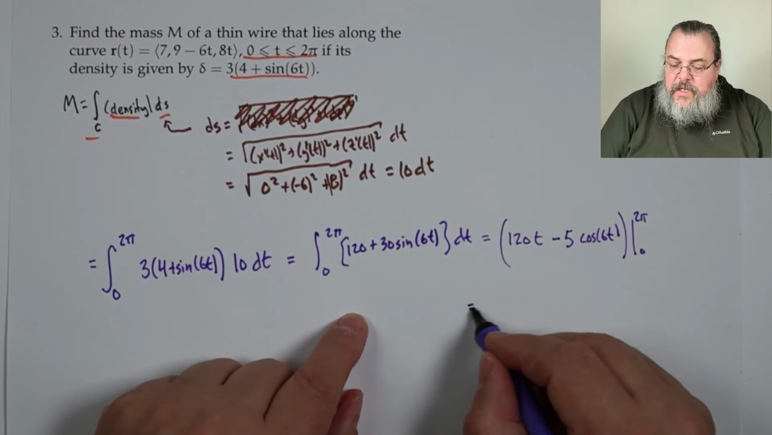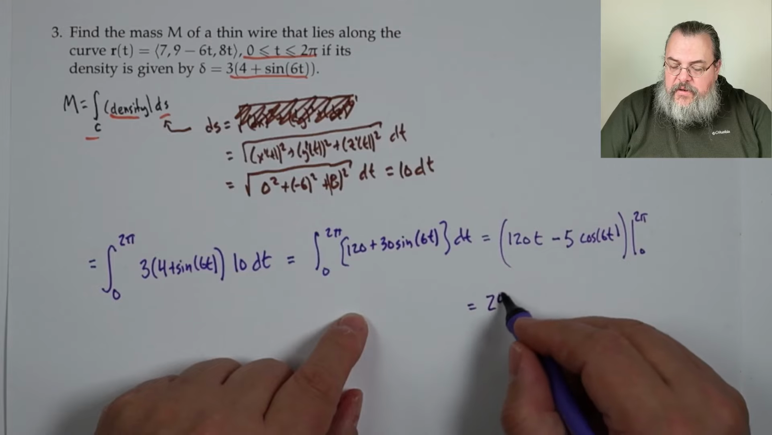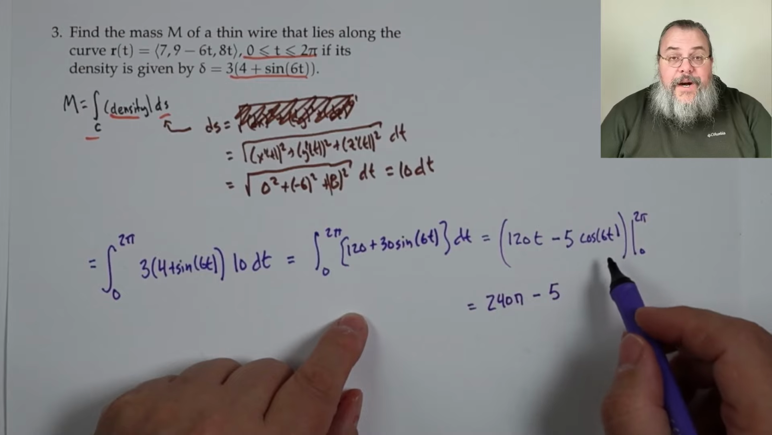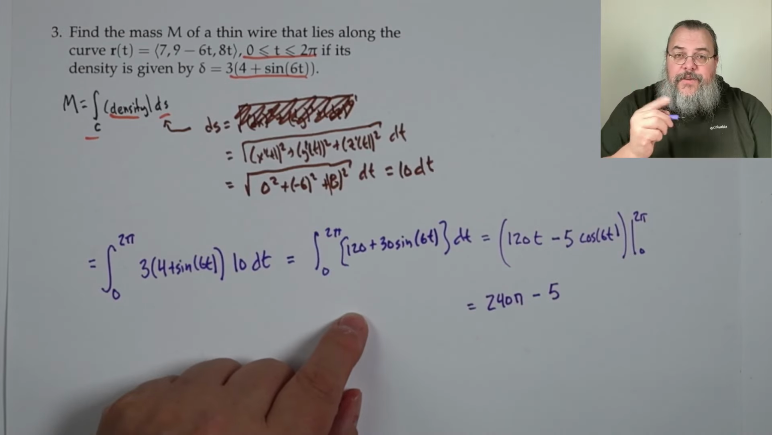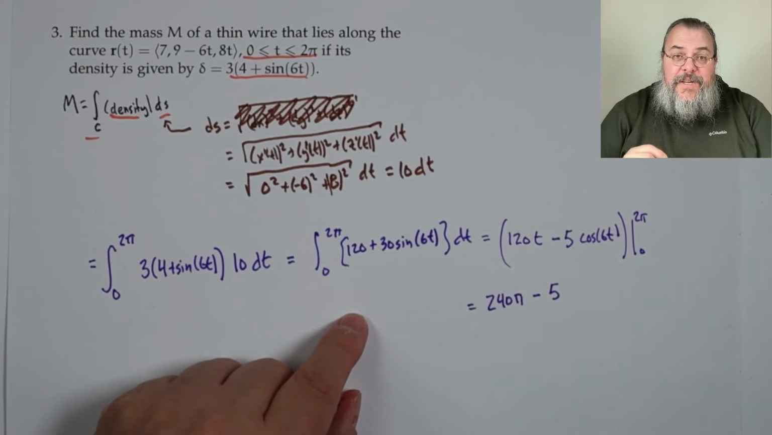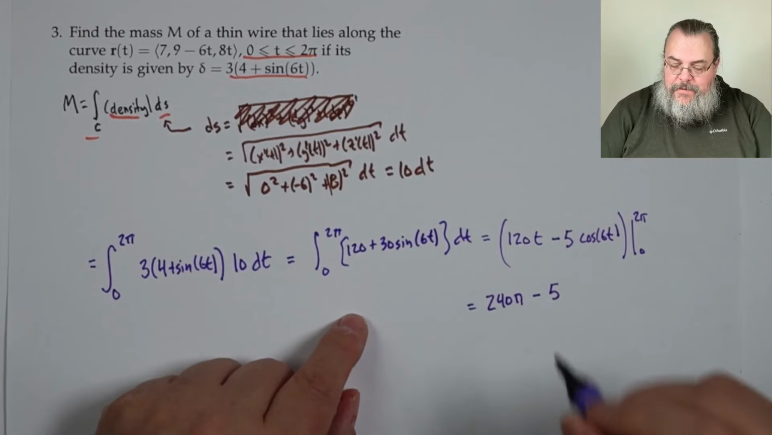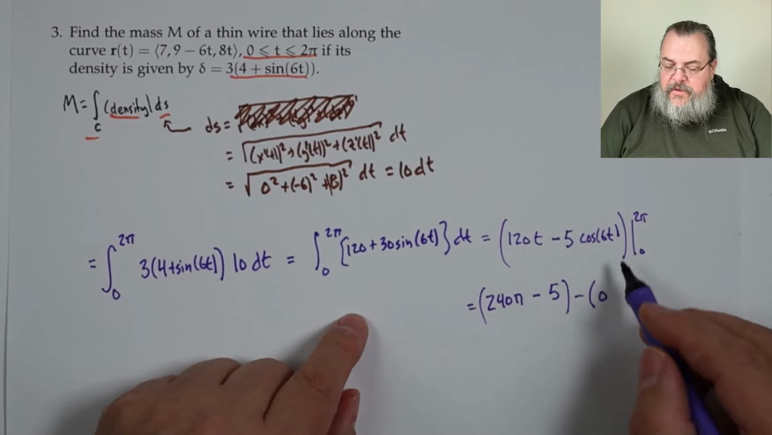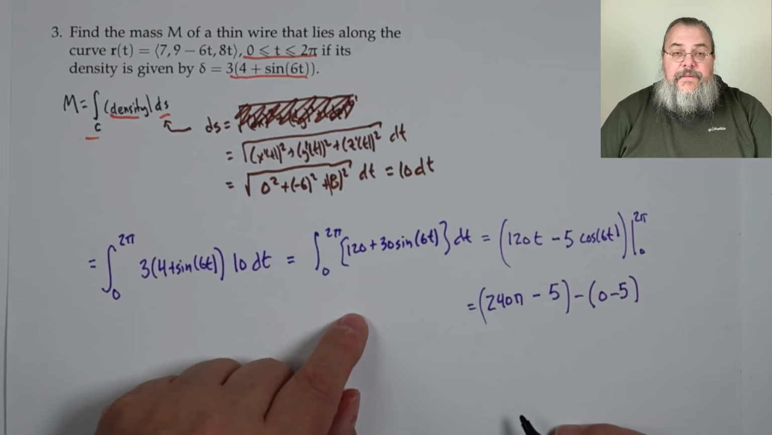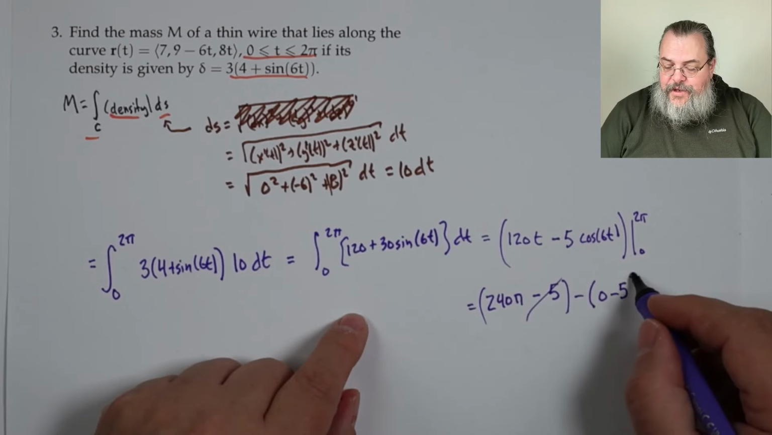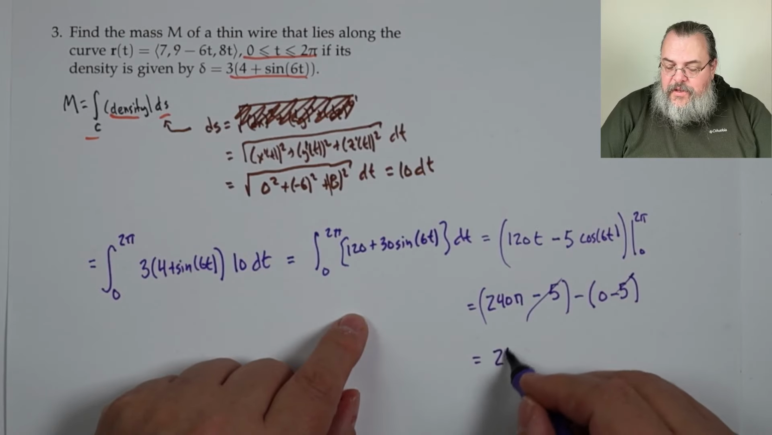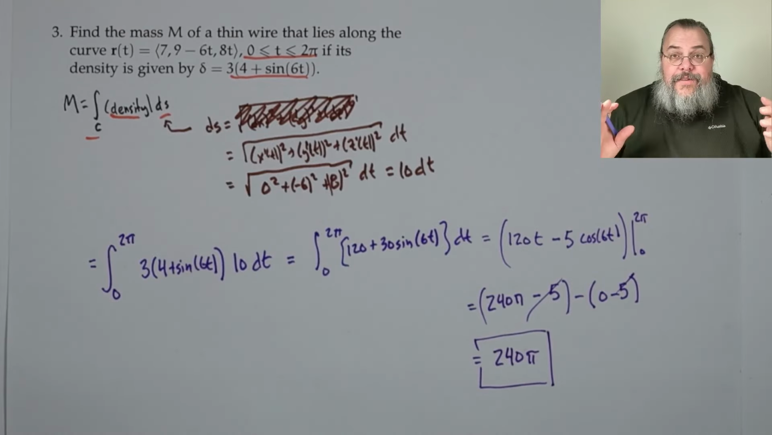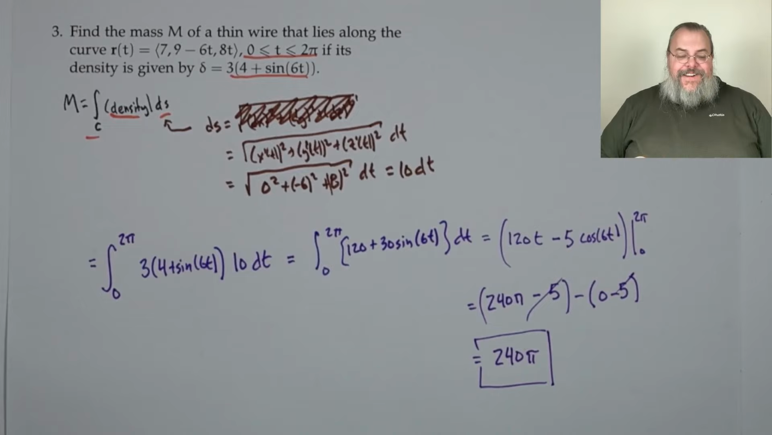Okay, so 120 times 2 pi makes 240 pi. Subtract 5 and cosine of 12 pi. Well, that's just like we've gone around the circle a bunch of times, but we're back to the beginning. It's the same as cosine of 0, which is 1. All right, then we're going to subtract 0 minus 5 times cosine of 0. Well, that's also minus 5. And those terms cancel, so we're left with 240 pi. Nice. It's easy as 240 pi, right?